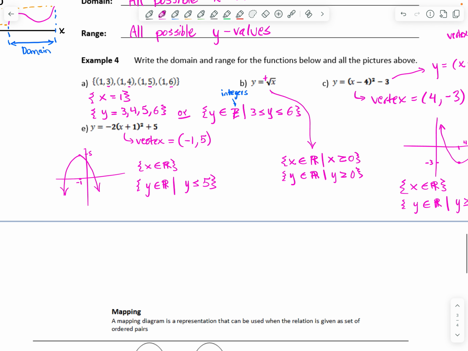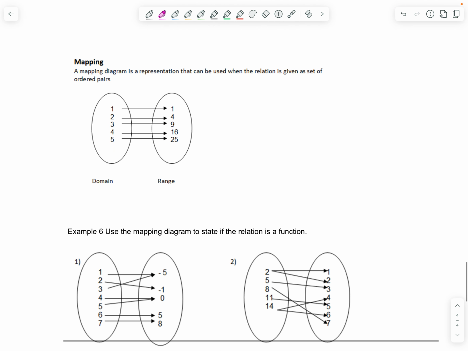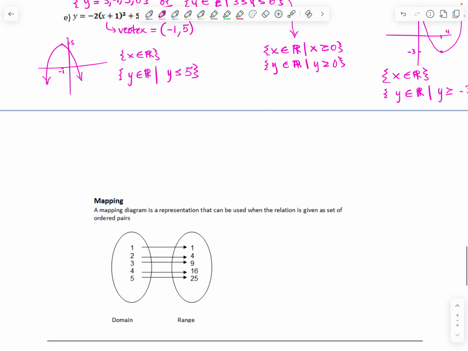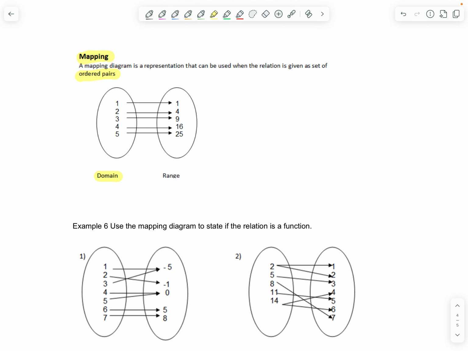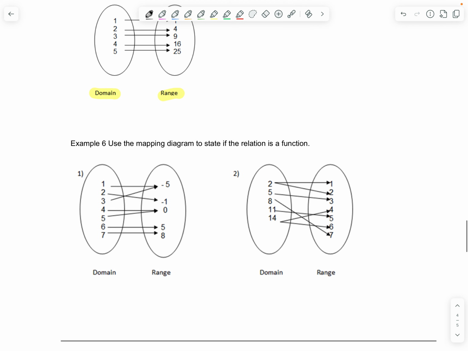Cool. All right, we're good to move on now to the last piece of this introduction to functions, which is the mapping diagram. Yes, we can see here the mapping diagram. Let me just change the color. So a mapping diagram is used when we have a set of ordered pairs. Essentially it's like two clouds. The one on the left is the domain, so the x values, the one on the right is the range. And then we just draw arrows to show what values of input it maps to in the output, right?